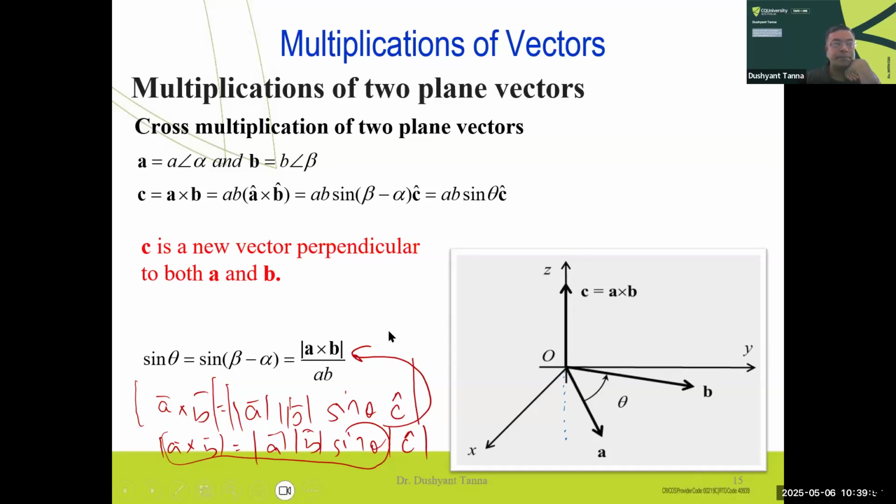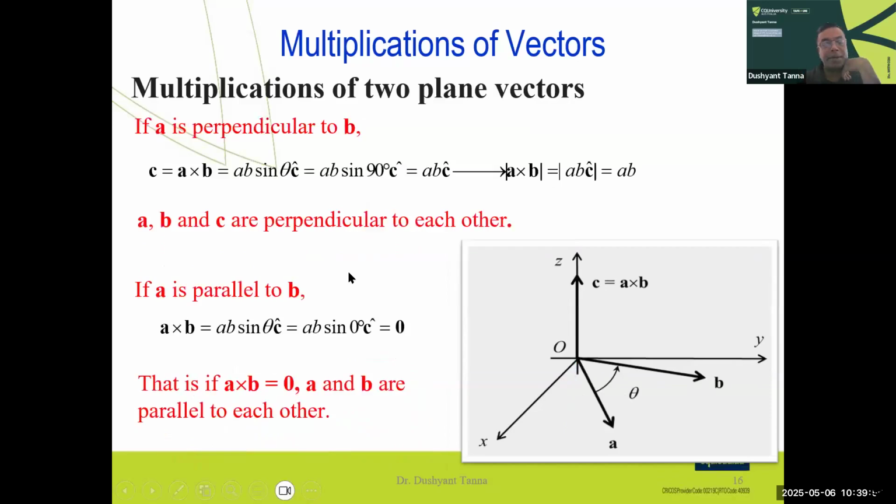Cool. Again, the same perpendicular and parallel stuff. If it is perpendicular, then C is equal to A cross B with sine 90, which is 1. So in the dot product, perpendicular was 0; here, parallel will be 0. So the mod of A cross B, or the magnitude of A cross B, is simply AB if they are perpendicular. And if they are parallel, that will be a zero vector. Please understand the difference. We are talking about the zero vector here, the boldface 0. Why? Because A cross B is a vector, a vector which is perpendicular to both A and B.